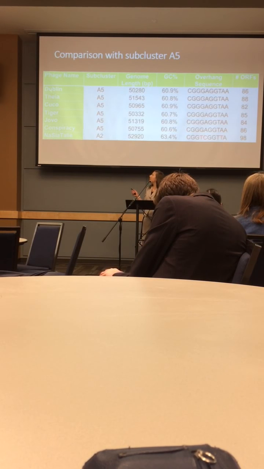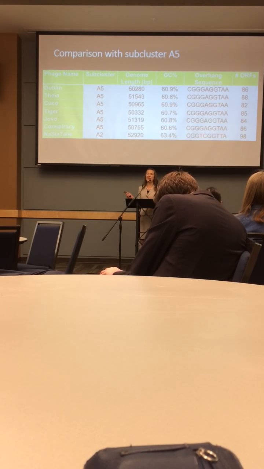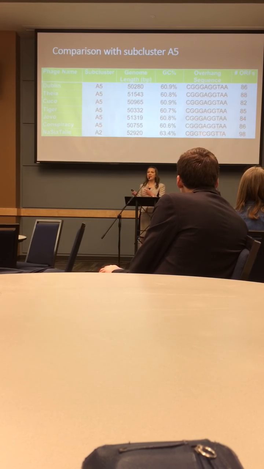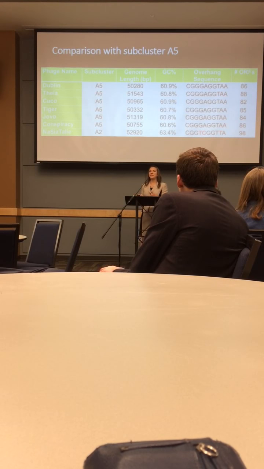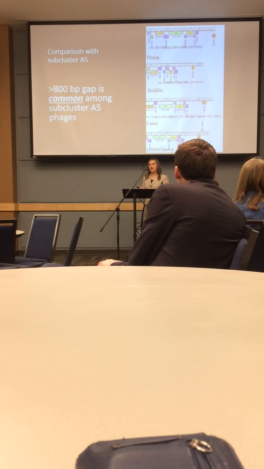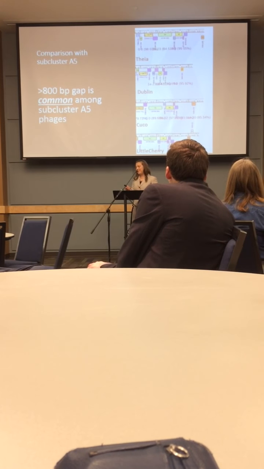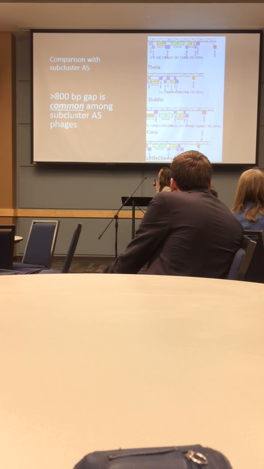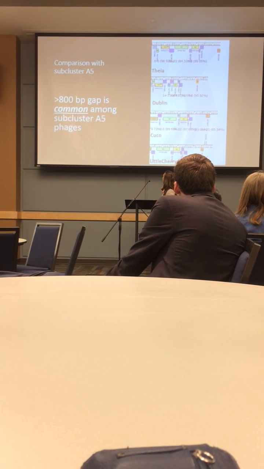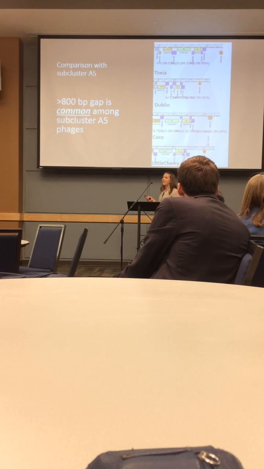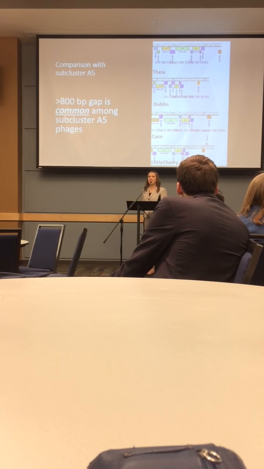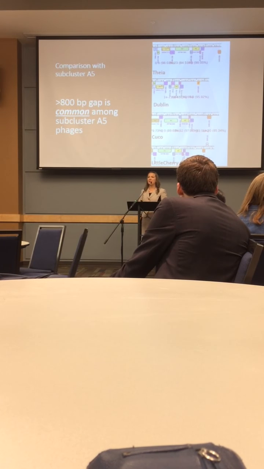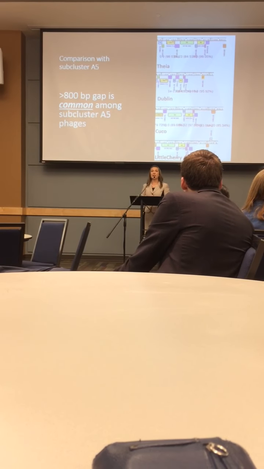For example, phage Thea, which I'm going to call the sister phage of Dublin, shared a 95% identity with Dublin, meaning their genome is 95% the same. This FamWriter map shows us something very interesting. Dublin's not the only one with this anomaly. As you can see here, phages Thea, Cuco, and Little Cherry, all from subcluster A5, all have the same 800 base pair gap. So this is not just some anomaly in some random phage. This is rather a hallmark of subcluster A5.